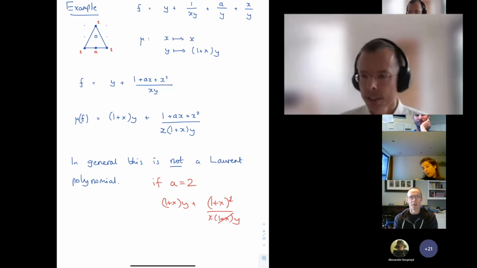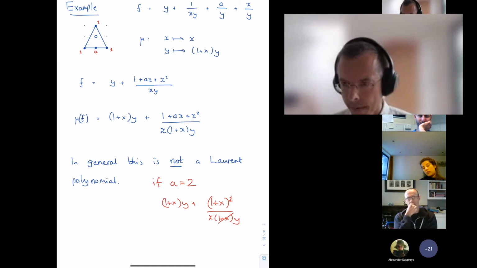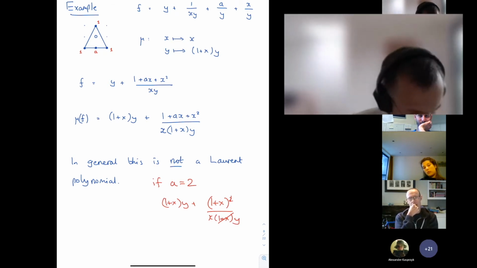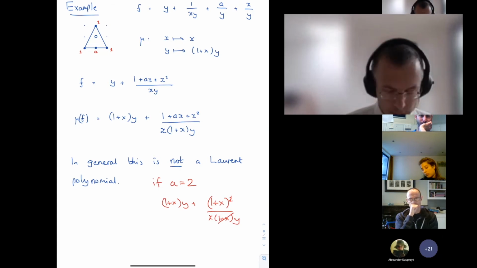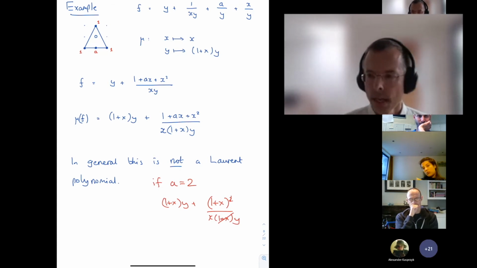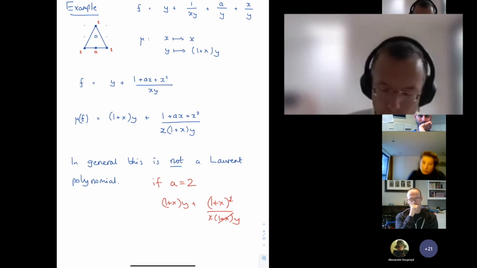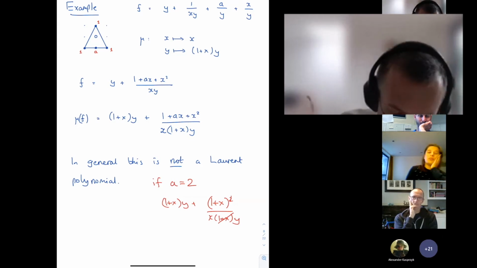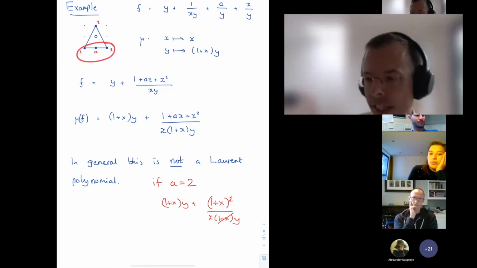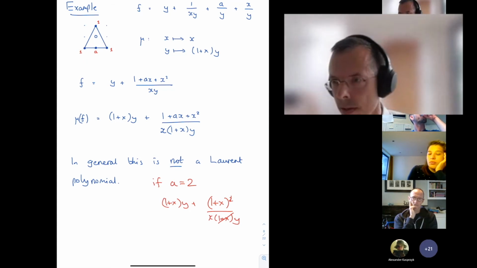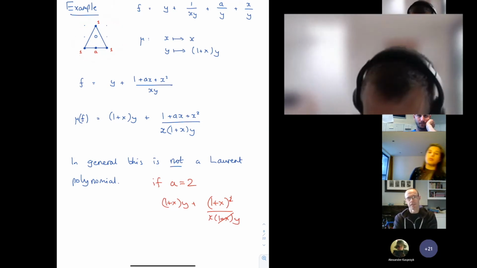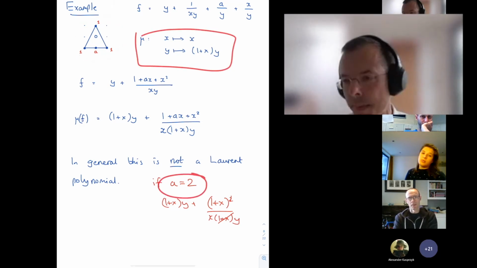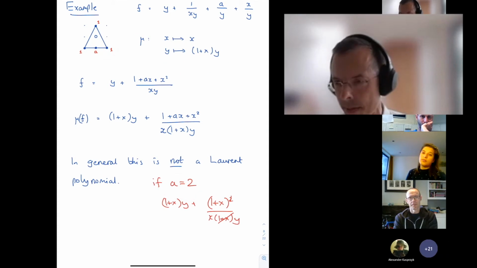This example illustrates two things, right? It illustrates the fact that being compatible with mutations imposes conditions on the coefficients of your Laurent polynomial. If I want this Laurent polynomial to be compatible with this mutation, then A has to be 2. Otherwise, the cancellation doesn't happen.